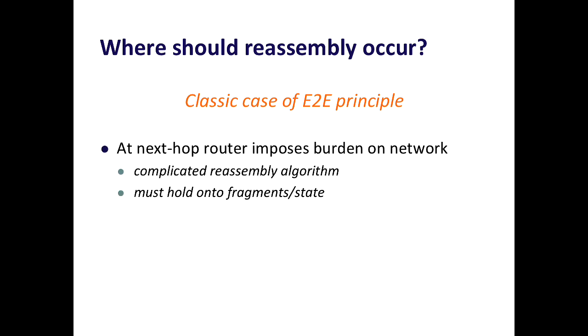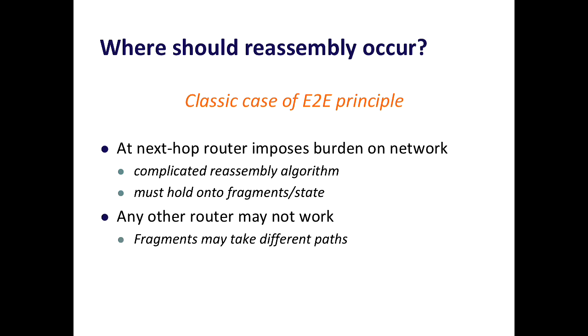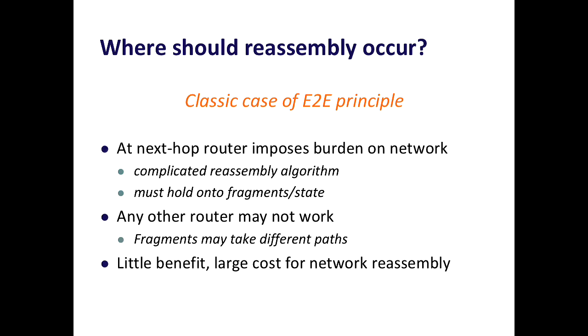Yeah, exactly. Doing it at the next hop router, especially if you have a large number of packets that are being fragmented, is a pretty high burden to place on that next hop router. Right? It has to remember what's involved in reassembly. You have to hold on to these fragments. You have to take all the payload portions out. You have to create a new packet, recompute an IP header, and send it back out. Okay? On the other hand, any other router on the path wouldn't even work because fragments may take different paths. And so there's little benefit but a very high cost for implementing reassembly in the network.